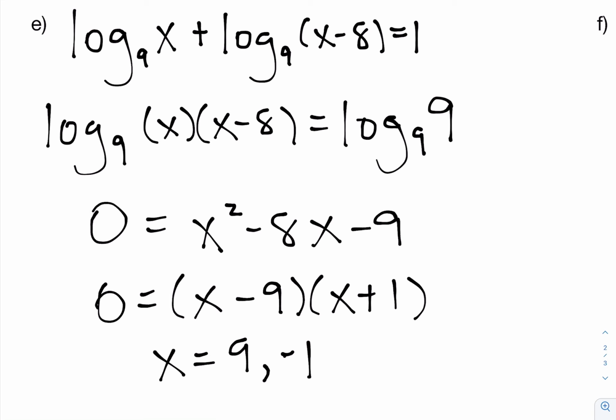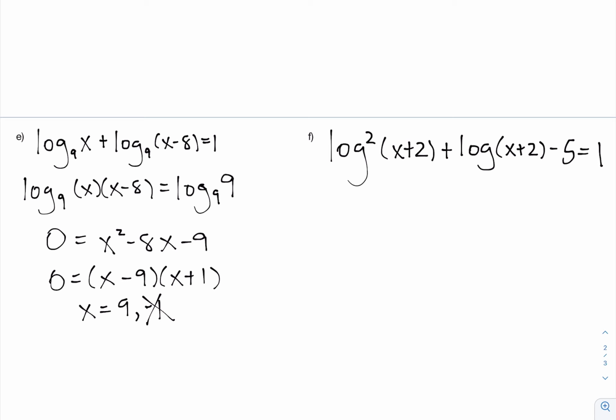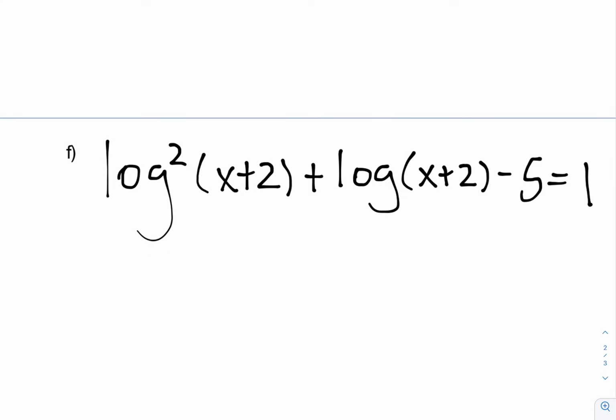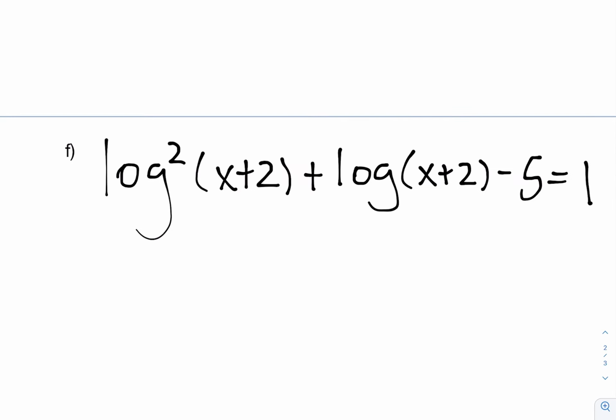And plugging both of those back in, if we plug 9 in, we'd get positive arguments. If we said x was negative 1, well, this would already not be a valid answer because we can't have the log of negative 1, and this would be the log of negative 9. So we're going to reject negative 1 and just keep positive 9 as our value for x. And that happens a lot for logarithms. Either you're going to cross out one or two of them, but very rarely do you keep both. Okay, so what do we have here?